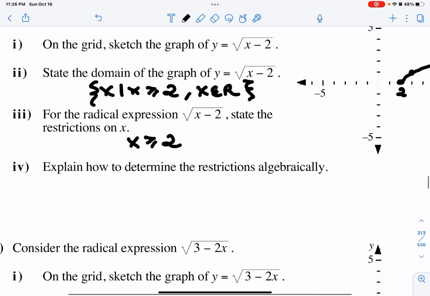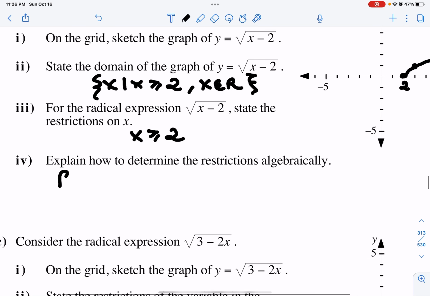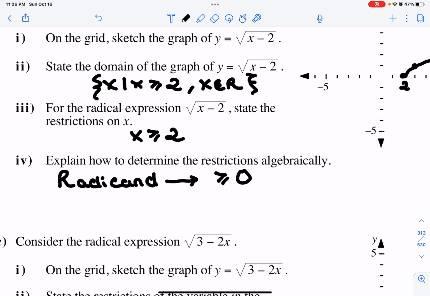How can we solve these algebraically? We take everything in the radicand position. So we take the radicand, or everything under the root, and we set it greater than or equal to 0. If we take everything in the radicand and set it greater than or equal to 0, this is really easy. x minus 2 is greater than or equal to 0. I solve this, which moves the 2 across, and I have x is greater than or equal to 2. So we've shown that if we take our radicand and set it greater than or equal to 0, we can get our restrictions algebraically.